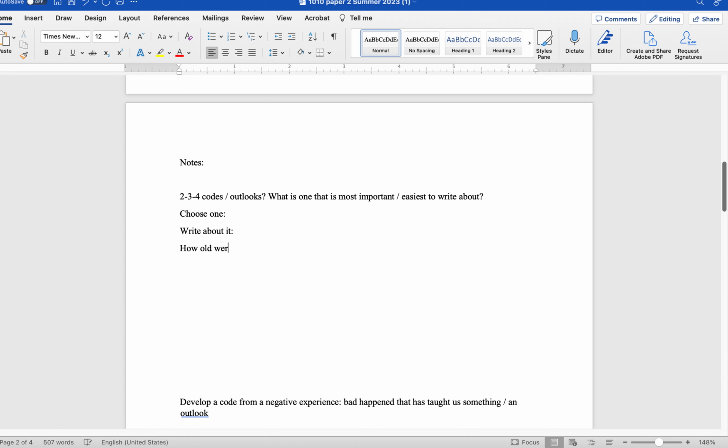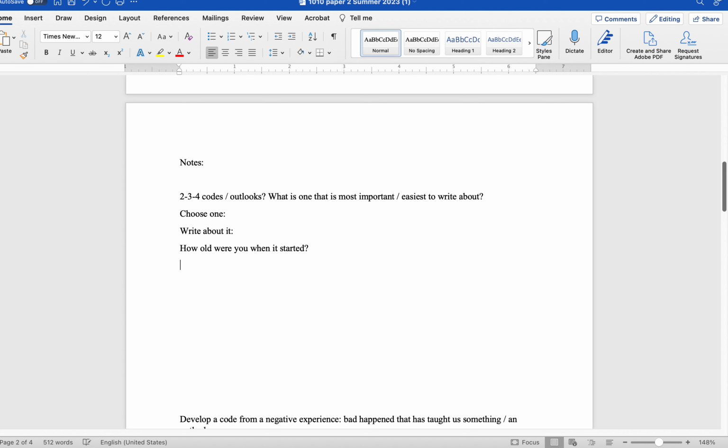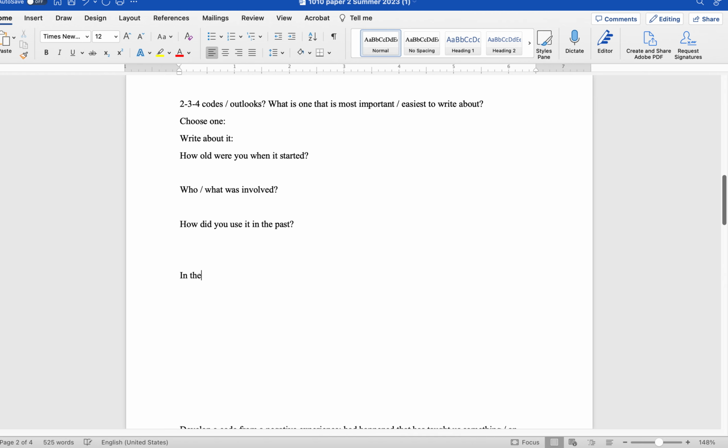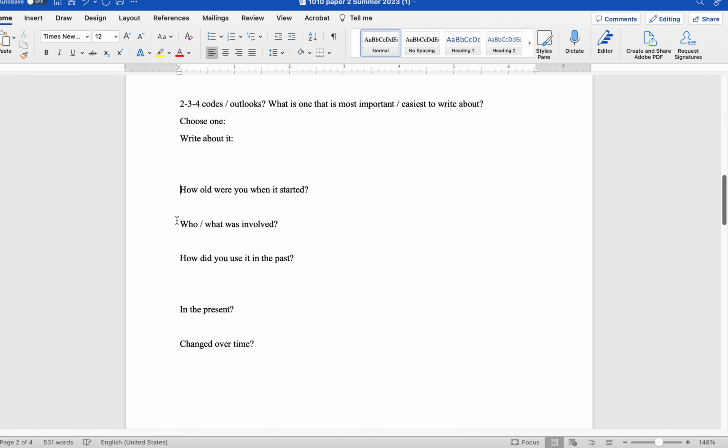How old were you when it started? When you developed your code? Who, what was involved? How did you use it in the past? Have you used this in the past? In the present, has something recently changed over time? So just start jotting down, fill out these, and you can do the whole who, what, when, where, why, how. But this is when you start to pre-write.